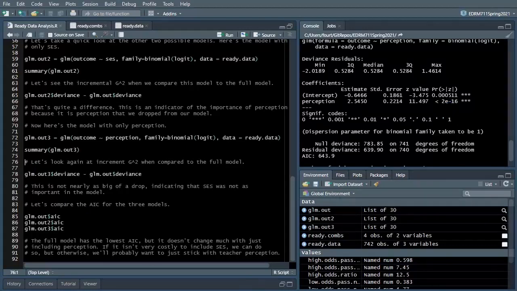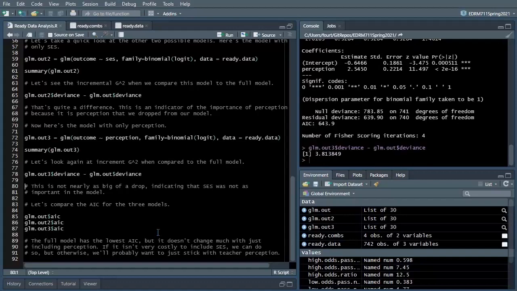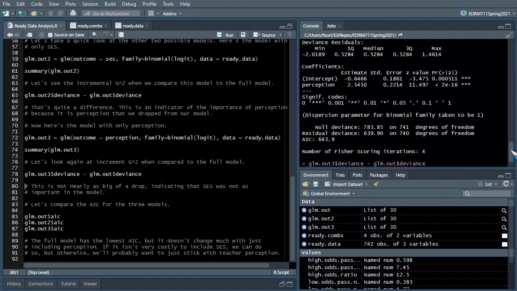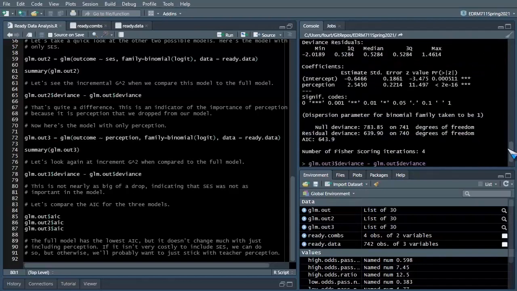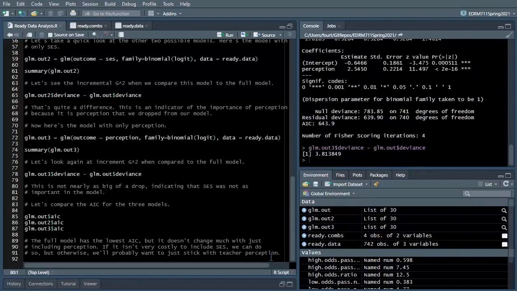But now let's see what happened when we changed from the full model with both SES and perception to the model in which we just dropped SES: 3.81. Note the difference. Up here, 139.87 when we dropped perception from the model, 3.81 when we dropped SES from the model.